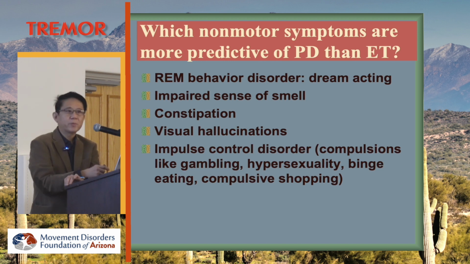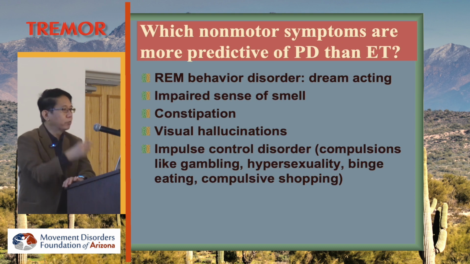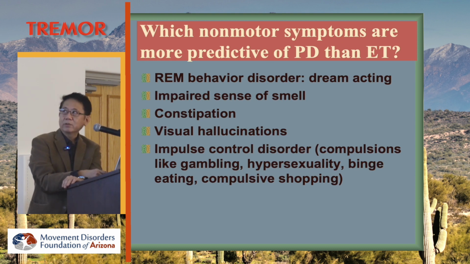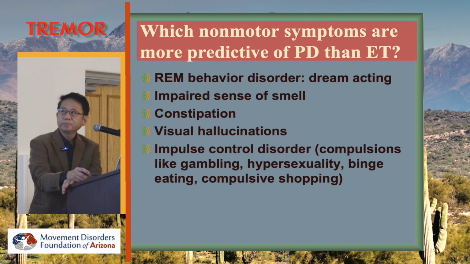So if you have essential tremor, and then you now develop some non-motor symptoms, which of these non-motor symptoms is predictive of possible Parkinson's, or that you are on the road towards developing Parkinson's down the road? There are a few that are very important and are highly associated with premotor or motor stage Parkinson's. Number 1 is REM behavior disorder, or dream acting. So at night they thrash around, they kick, they punch, they yell, they have nightmares, they sleepwalk. The second one is impaired sense of smell.